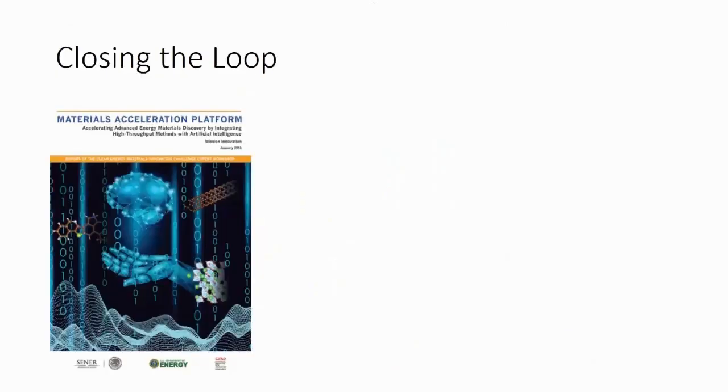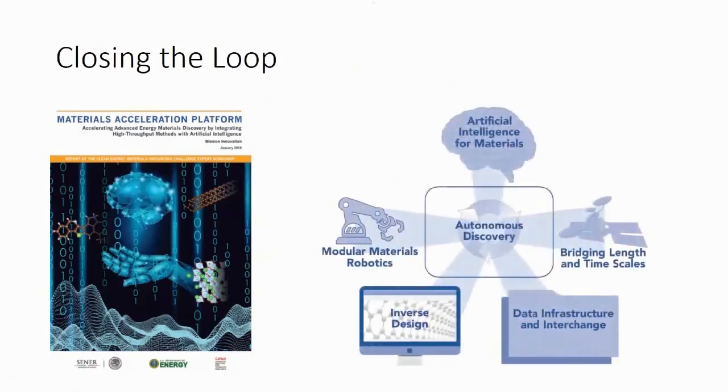So I think I've illustrated to this point that machine learning and AI have been implemented throughout the materials science four pillars. And the idea now is, can we close the loop? Can we do something like what was suggested in this wonderful report called the Materials Acceleration Platform, which is to put the AI in control using modular robotics, a good data infrastructure, and inverse design to create this autonomous discovery loop and create autonomous materials research systems.